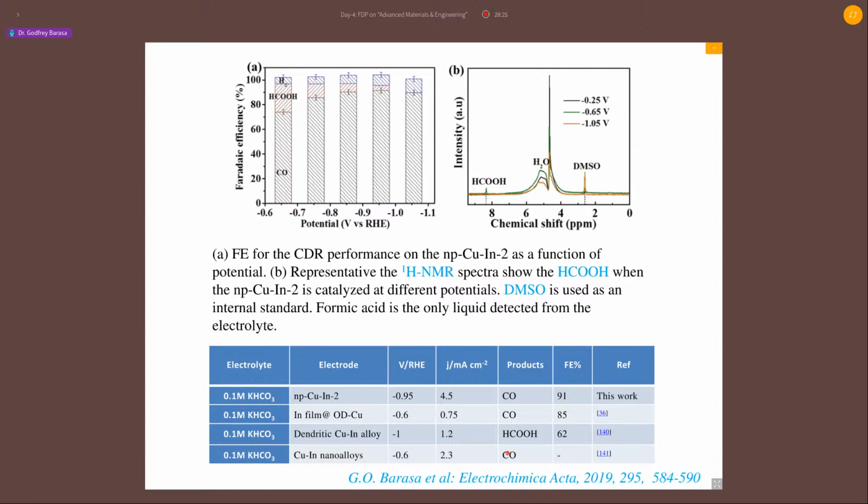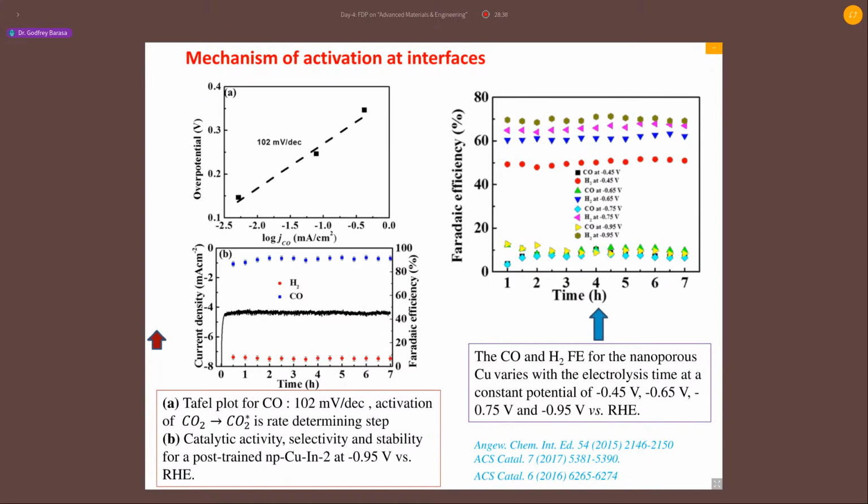So if the surface is dendritic, like copper, it is carbon dioxide, copper, indium, nano, and the mechanism of activation at the interface. Now, look at the mechanism of activation at the interface.